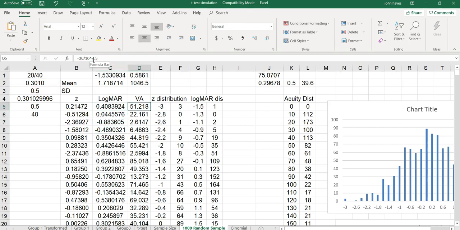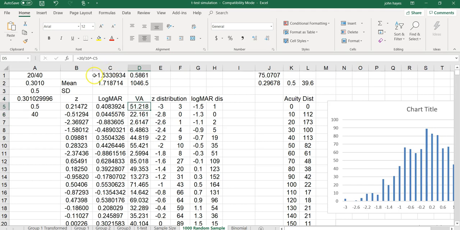Then we want to convert to VA, back to our original, or we want to find the visual acuity number of that. So remember we took 10 raised to minus the logMAR, and then that value divided by 20 gives us the denominator of the 20/40. So this would be 20/51. This is 20/22. And so we do that for all 1,000.